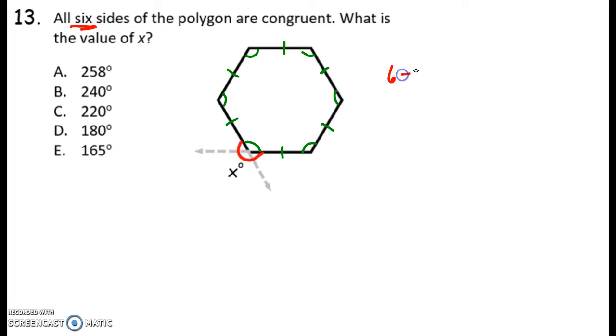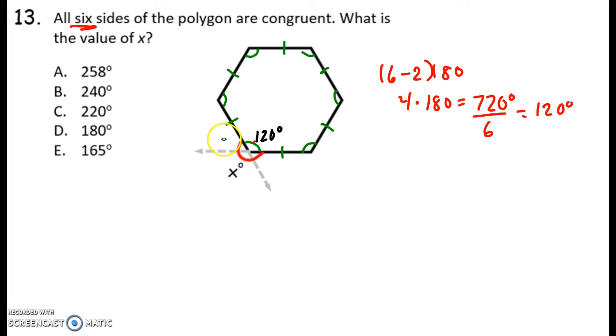So 6 minus 2 times 180, or 4 times 180, gets me a total of 720 degrees. If I want to find the measure of just one angle, I would take this number and divide it by 6. And when you take 720 and divide it by 6, you get a total of 120 degrees. So that means that this angle here, instead of writing x, we can now erase that and put 120 in its place.